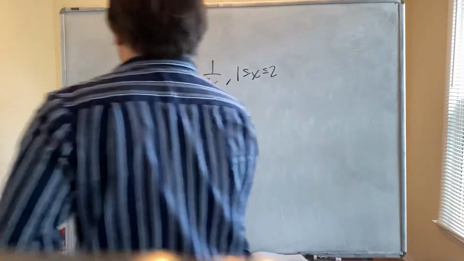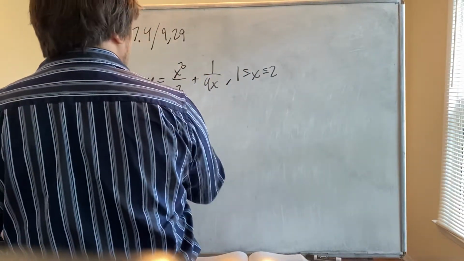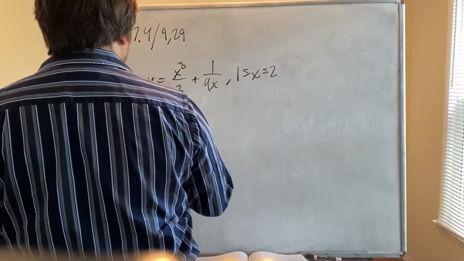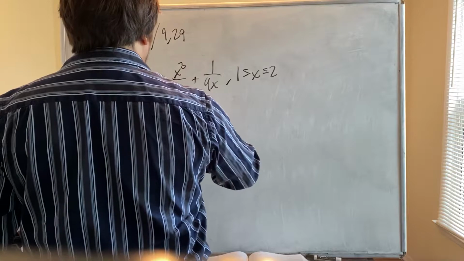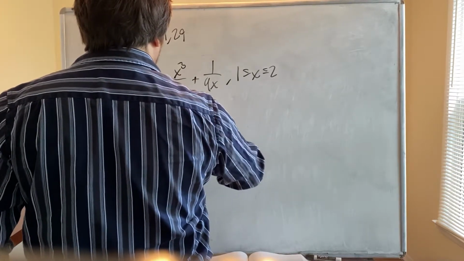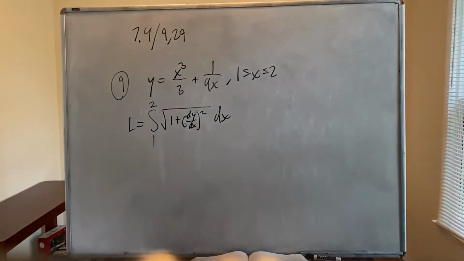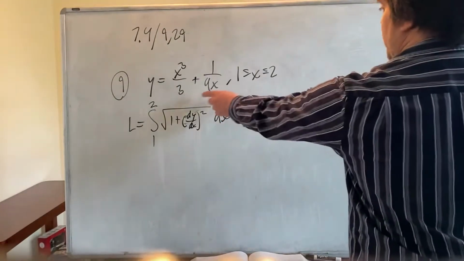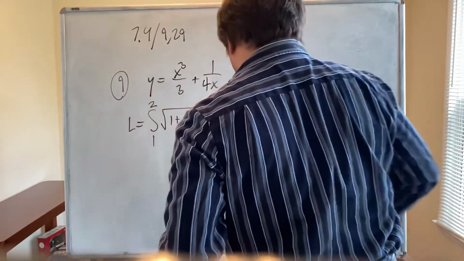So the length of the curve by the arc length formula is the integral from 1 to 2 of the square root of 1 plus f prime of x squared, or actually I would use Leibniz notation, 1 plus dy dx squared dx. Okay, so if you find that integral, you find the length of the curve, the graph of this function, from x equals 1 to x equals 2. That's number 9.